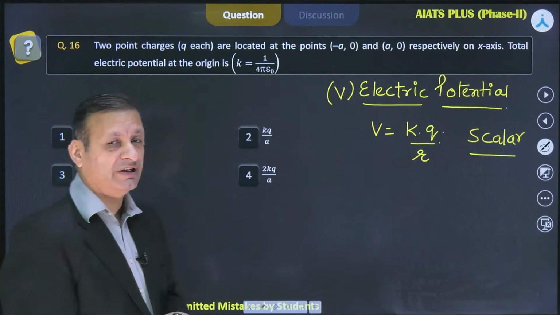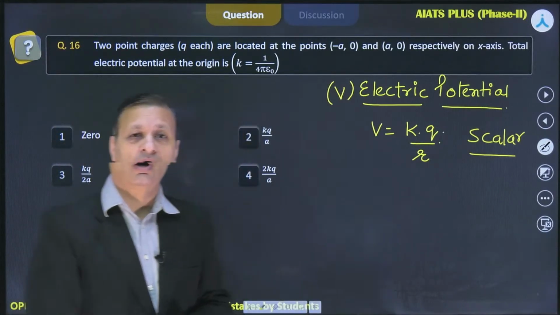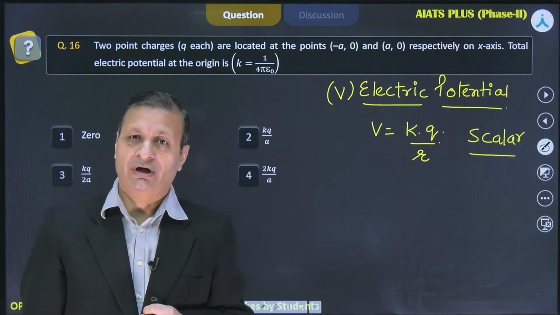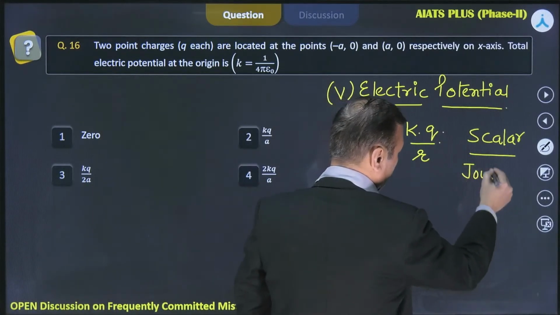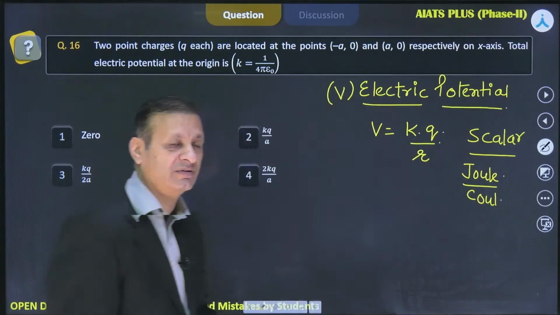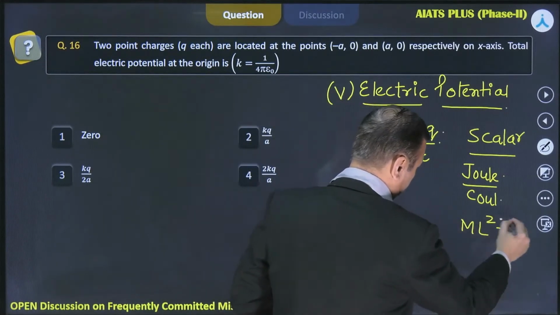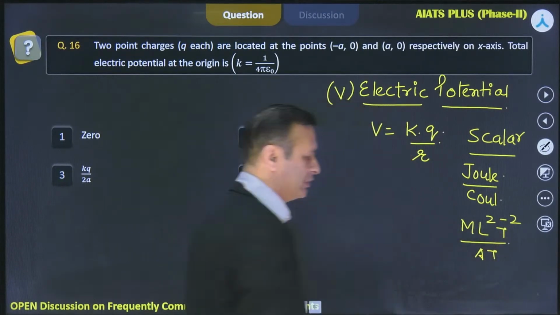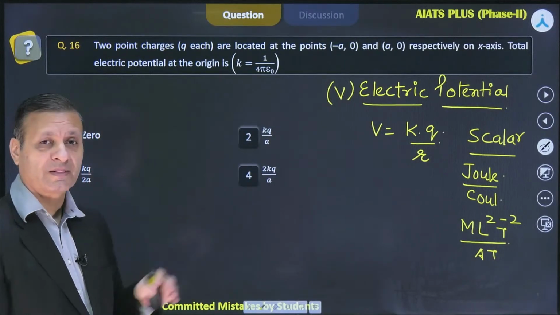If I ask you the units and the dimensions for this, this is quite interesting. This is basically defined as work done in bringing a positive test charge from infinity to that particular point. So this is work done per unit charge. The SI unit of work done is joule, charge is in coulombs. Dimensionally, work done is ML square T minus 2, and charge is A into T, and that gives you primarily the concept.